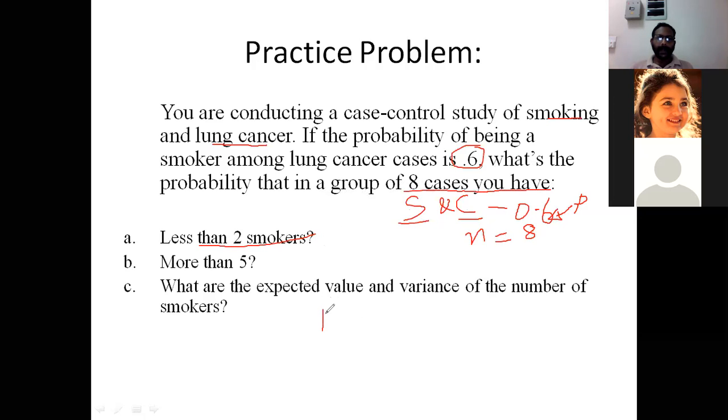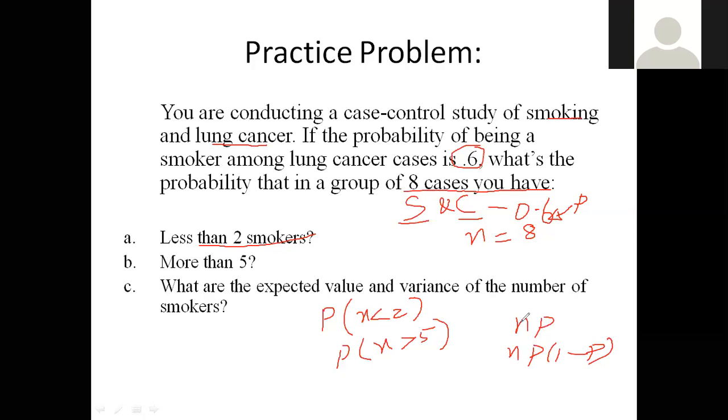Less than 2 smokers means probability of X less than 2, not equal. That is the first question. Second question, probability of getting more than 5 smokers. What are the expected value and the variance? Expected value depends on N and P. Variance is N, P and 1 minus P. So we have all the information we can apply.